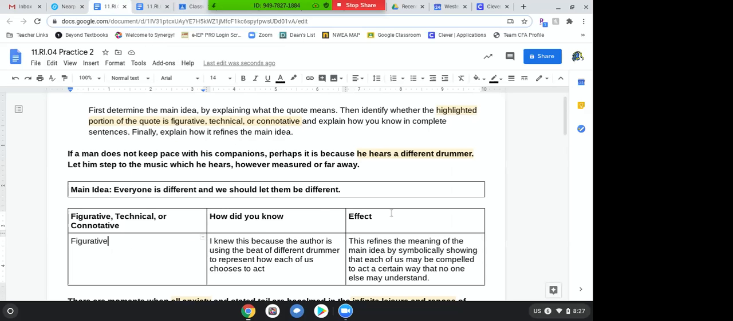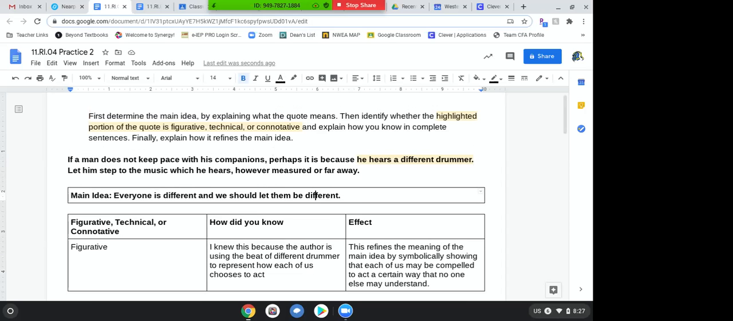And then to explain the effect, we identified how it refines it. And the refinement process is always going to be like, what is it drawing our attention to? In this case, it's differences, like why we're different, how we're different. The comparison illuminates why we are different from one another. And that's basically what you're doing every time with the refinement process.